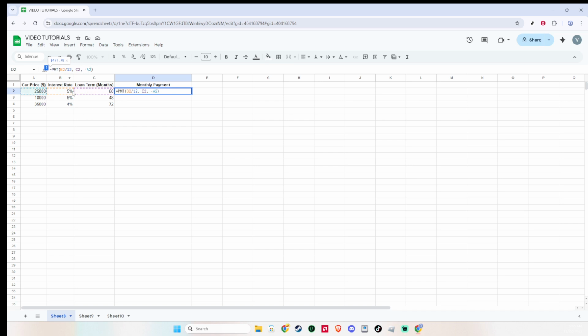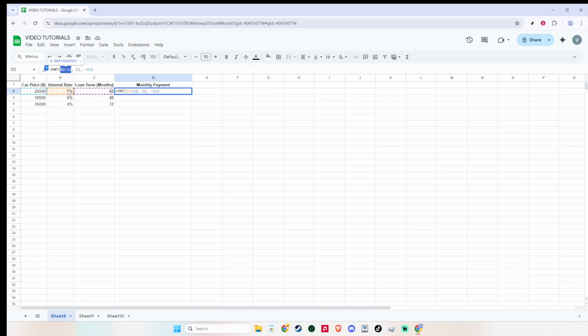The first part, interest rate /12, tells Google Sheets to use a monthly interest rate. Most car loans quote an annual percentage rate, or APR. In spreadsheets, percentages must be written as decimals. So 5% becomes 0.05, 7.5% becomes 0.075, and so on. Dividing by 12 converts that annual rate into a monthly rate because you're making monthly payments.